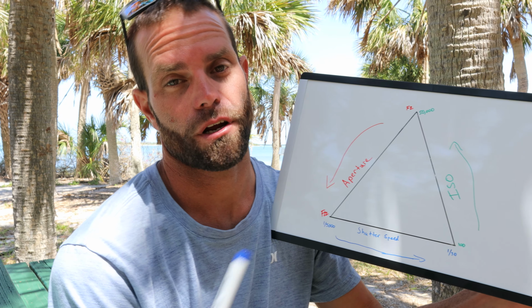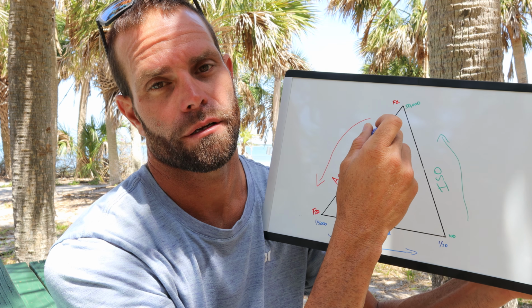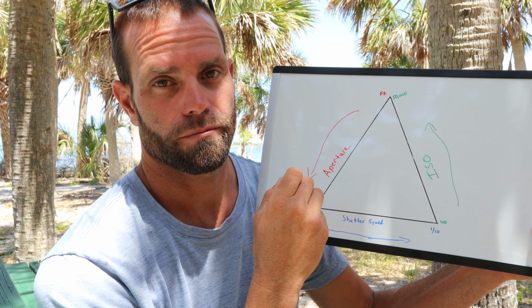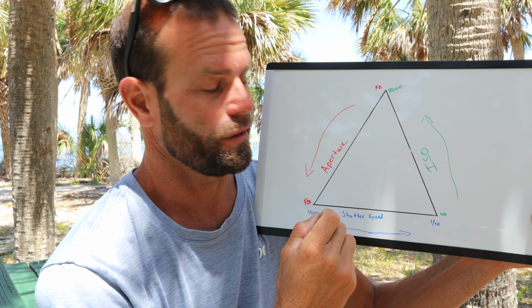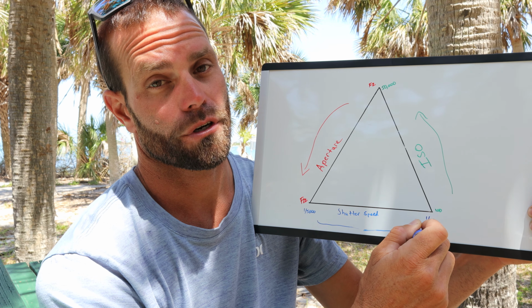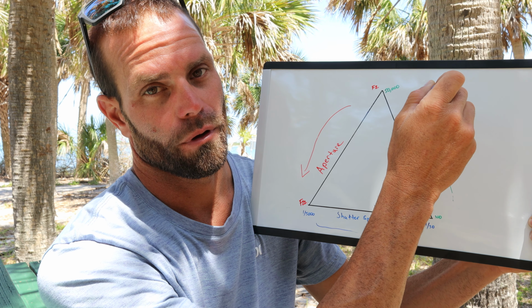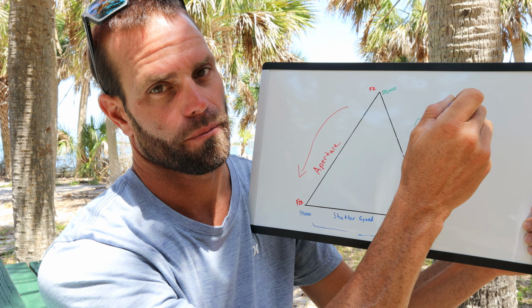Now, what do you need to understand about this? If aperture is your priority, then as this goes up in number, you get a larger depth of field, but this must go down. The shutter speed must go down in order to accommodate for the light, or the ISO must go up. One of the two. Either this goes down or this goes up.